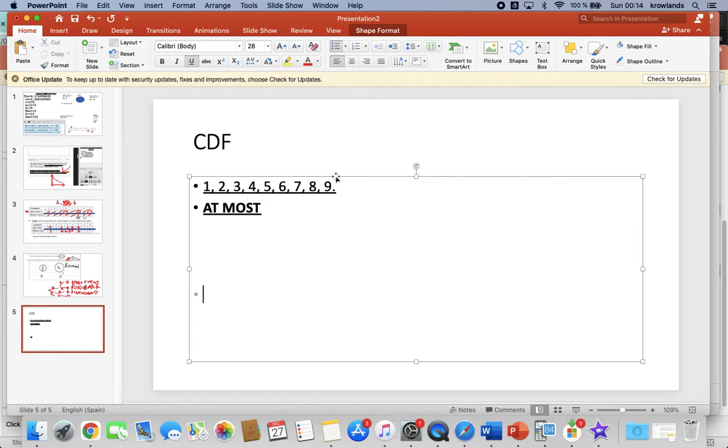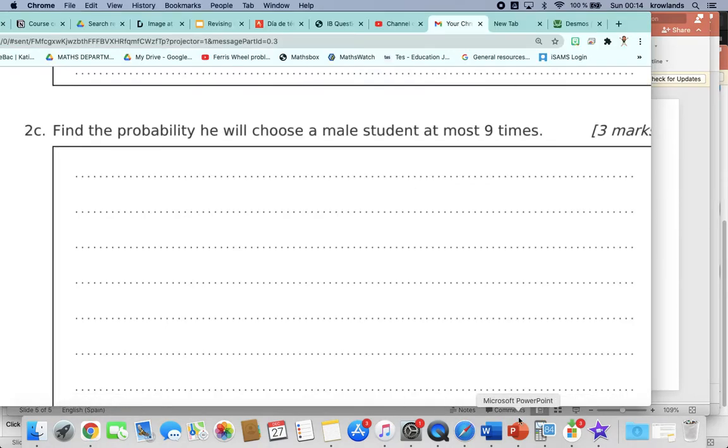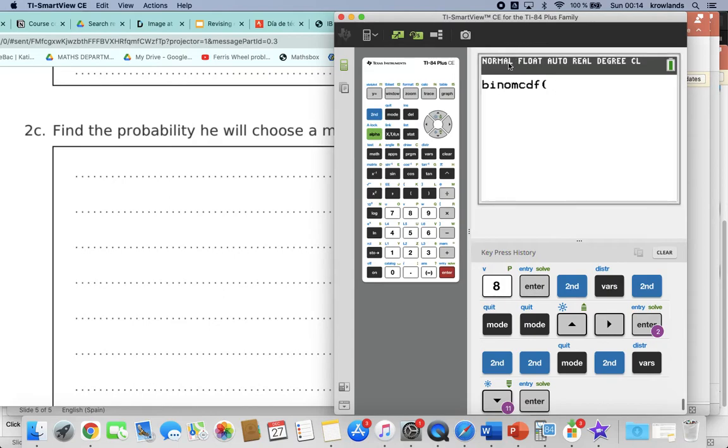So this is what we would do for the at most question. Now, the at least are a little bit different. So for example, if it said at least 9, that's going to be a harder question. And we might talk about that in a moment. So for this one, let's have a look at the CDF.